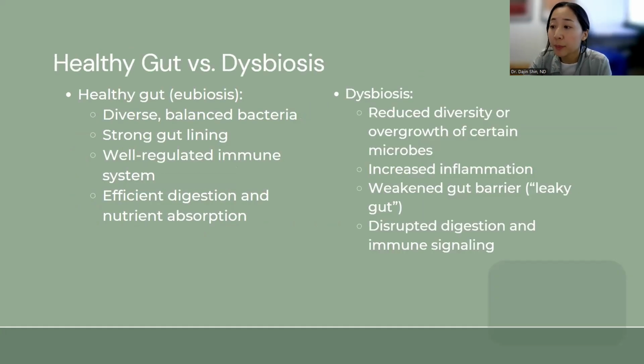So let's zoom out and look at a bigger picture, what we consider a healthy gut versus dysbiosis. In a healthy gut, or what we call eubiosis, there's a good balance and diversity of bacteria. You have a strong, intact gut lining. Your immune system is well regulated, not overreacting or underreacting, and digestion works efficiently. So you're breaking down food properly, absorbing nutrients the way you should. On the flip side, with dysbiosis, that balance is disrupted. So you might see reduced diversity or an overgrowth of certain microbes. This often goes hand in hand with increased inflammation, a weakened gut barrier, sometimes referred to as leaky gut, and disruption in digestion and immune signaling. So it's not just about the bacteria themselves, but how that imbalance starts to affect multiple systems in the body.